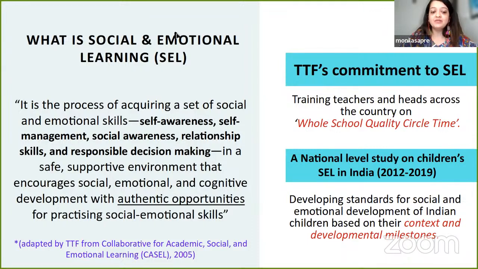So, a quick definition from our website, stemming from TTF's original research on social and emotional learning. What is social and emotional learning? It is a process of acquiring a set of social and emotional skills. There are 5 essential SEL skills: self-awareness, self-management, relationship management, social awareness, and responsible decision-making, in a safe, supportive environment that encourages social, emotional, and cognitive development with authentic opportunities for practicing these skills.